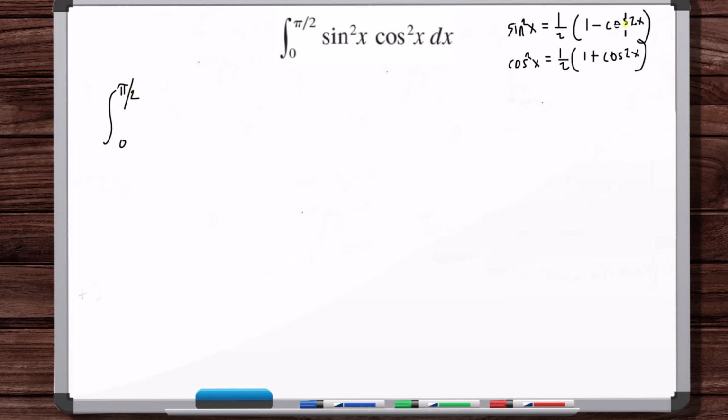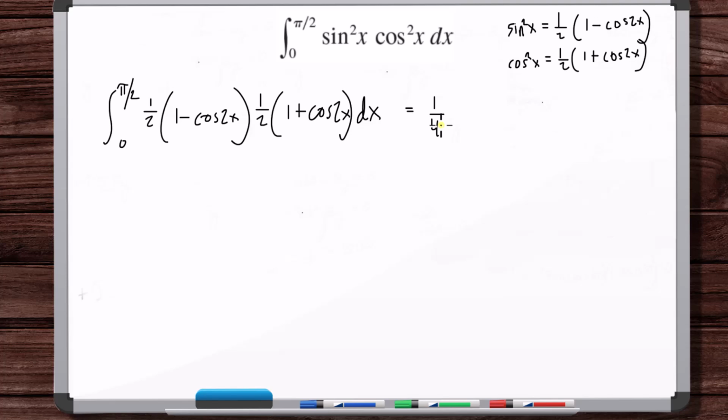And you can see why this works out. It's because both of these involve strictly a cosine. So sine squared of x is 1/2 (1 minus cosine 2x), and then cosine squared of x is 1/2 (1 plus cosine 2x).